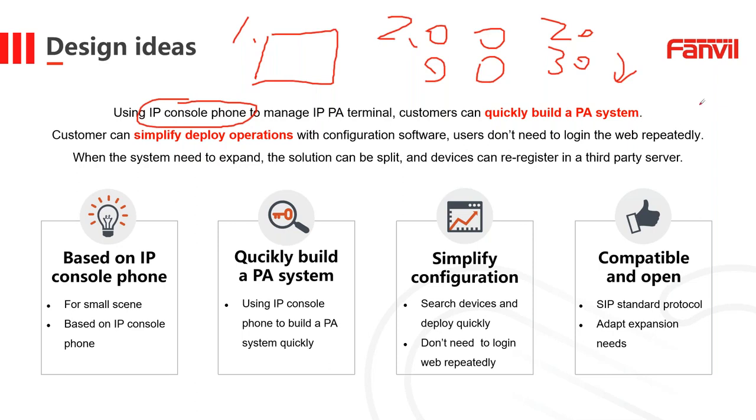This time, a public address solution based on IP console phone can reduce cost, and the manager of the kindergarten doesn't need to prepare a machine room. And installers and integrators just need to set commonly used functions like paging, background music, and notification.